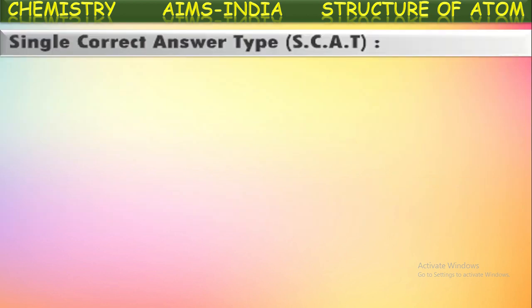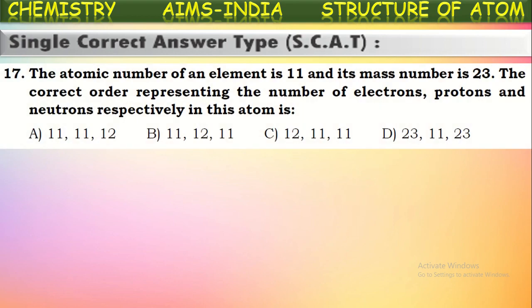Next, let us see single correct answer type questions. See the first one among those. The atomic number of an element is 11 and its mass number is 23. Now, the correct order representing the number of electrons, protons and neutrons respectively in this atom is. So they have given here atomic number and mass number.